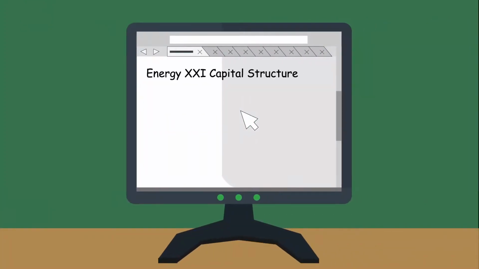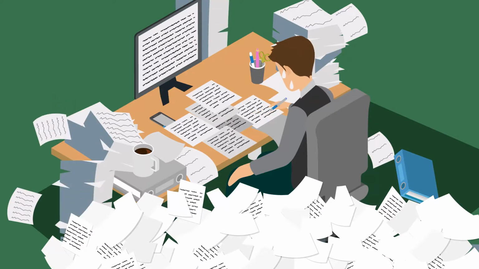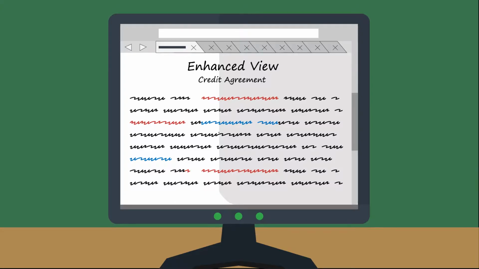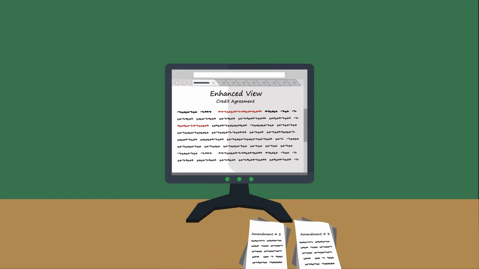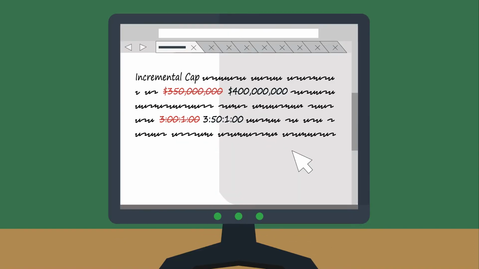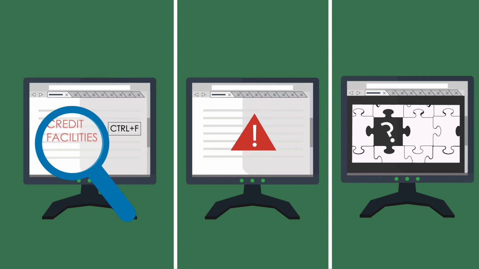Goodbye inefficient capital structure analysis. Hello views across the capital structure and corporate tree. Identify the tightest covenant constraint in one click. Goodbye headaches from manually tracking amendments and language changes. Hello enhanced view. Street Diligence's proprietary enhanced view compiles all amendments into one master document with active redline functionality and embedded hyperlinks. Goodbye Control F, errors and missed information.